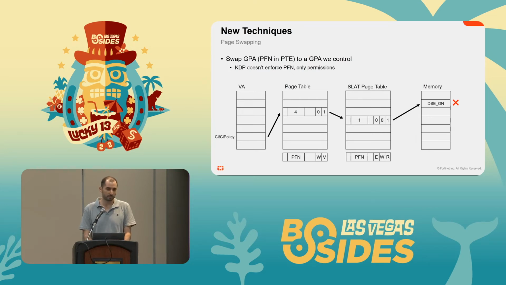But instead, we can create a new page that we'll own, and it will have the right permissions. And we can set the value that we want for driver signing enforcement to be disabled. But this still doesn't affect CI DLL. We need to change the virtual address mapping. So all we need to do is change the PFN to point to a different physical page, and the rest will just work the same.